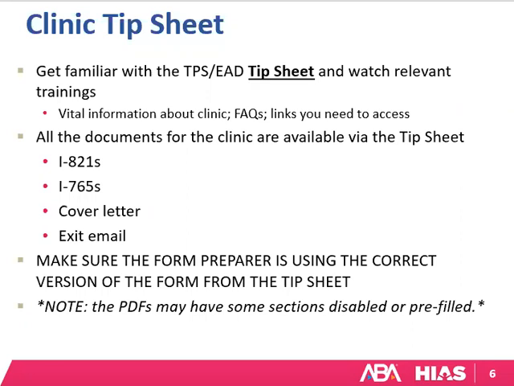All of the documents that you need to access for your clinic are available through the tip sheet. In the tip sheet, there are links to the I-821, which is the TPS application, links to the I-765, which is the employment authorization document, links to a template cover letter that you can modify for your applicants so that they have a cover letter to accompany them, and links to an exit email. Although this might vary from organization to organization, the exit email is a template that you can send to your applicant so that they have a summary of everything that was discussed during clinic and of the evidence they need to gather, all in one place. So those links are all available in the tip sheet.